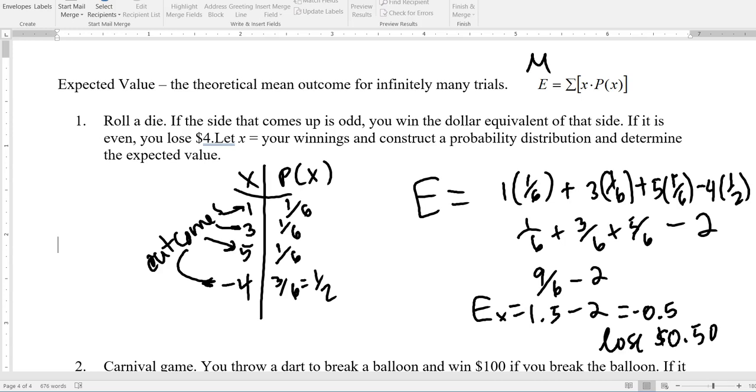The reason we list the odds separately is because they each have a different outcome. 1 wins $1, 3 wins $3, 5 wins $5. Those are 3 outcomes. The 4th outcome is that we lose all $4, and that's for all the evens. Okay? We take every x, multiply them by the probability, add them up. We expect to lose 50 cents.